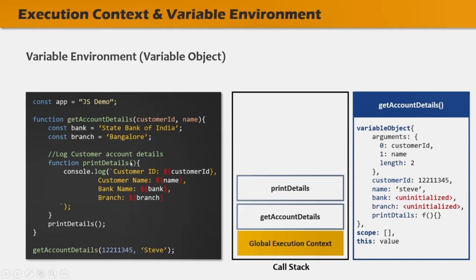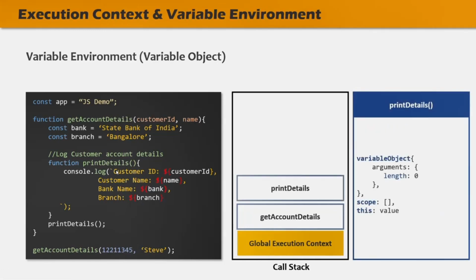And this print details function is not taking any parameter, and it does not have any inner variable declaration as well, or any inner function declaration. So the execution context for this print details function will look something like this. There also we will have the variable object, and inside that variable object we will have a property called arguments. But since this print details function is not taking any parameters, this arguments will have only a length property which will be set to 0, because here we will not have any other property. And then inside this function, we are also not declaring any variable or inner function. So that's why you will not see any other properties inside this variable object.